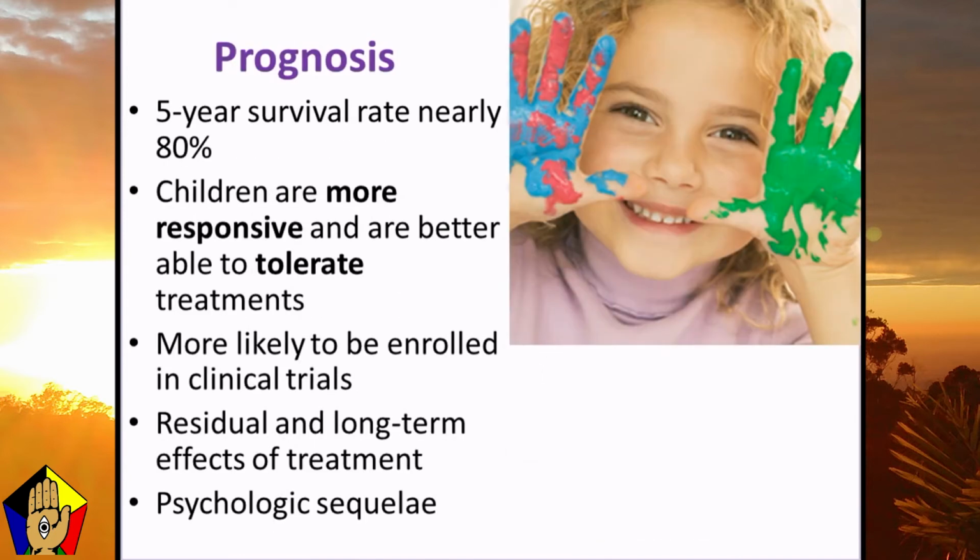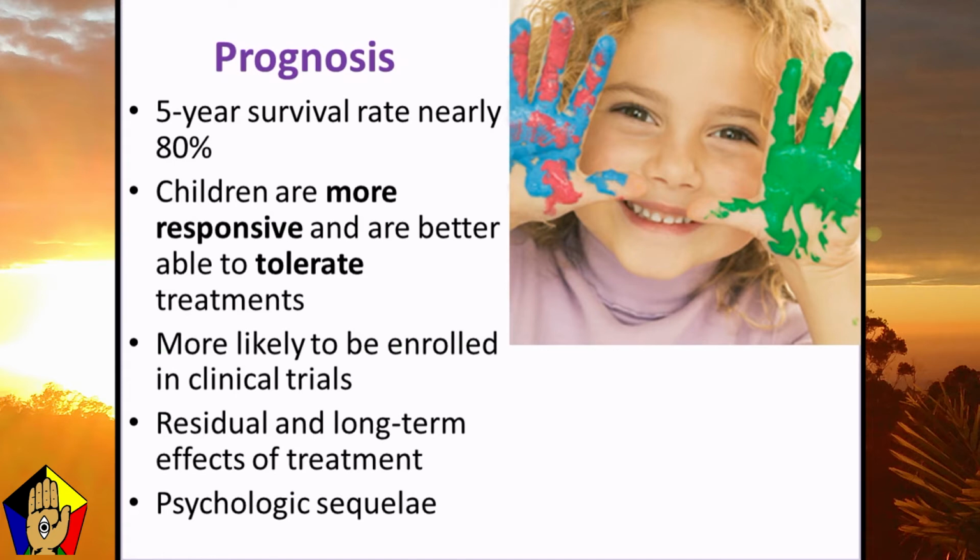And then the prognosis of childhood cancer. The 5-year survival rate's roughly 80% across the board. So kids are way better responders. They're not done with their plasticity and their growing. So if they have something that's broken or removed, they actually have a greater chance of repair and moving on to be an adult. So they're able to tolerate treatments a lot better because their bodies are more resilient to change. And then they're more likely to be enrolled in clinical trials too.